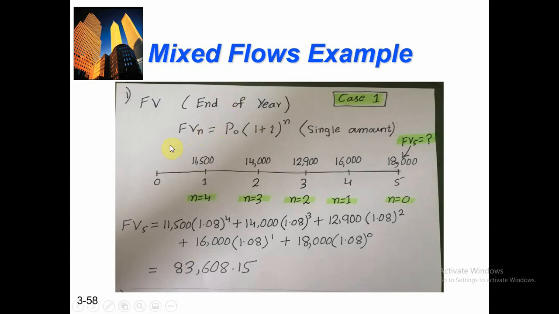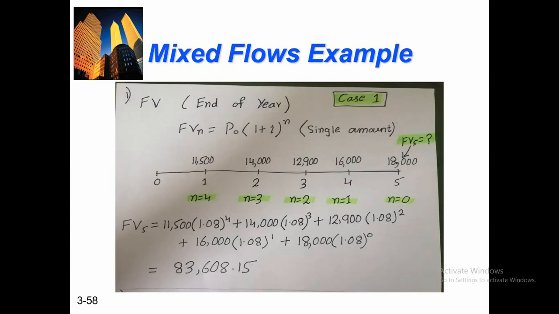Here is the graphical representation of cash inflows: in the first year, at the year end, that is 11,500, and so on. In the last year, I will deposit 18,000, and after the 5 years, how much future value will the Shell company get from this investment plan? One thing I want to clear here: what is the meaning of case one? There are two types of annuity. One is the ordinary annuity, the other one is the annuity due.